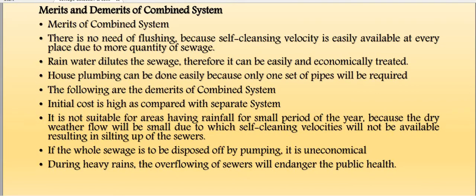Next, house plumbing can be easily done because only one set of pipes will be required. Following are the demerits. The initial cost is high as compared to the separate system because we have to use a higher section of pipe, and hence the initial cost of the pipe will be more. It is not suitable for areas having rainfall for a small period, because the dry weather flow, that is the sewage, will be small, due to which the self-cleansing velocity will not be available, resulting in the silting up of the sewers.